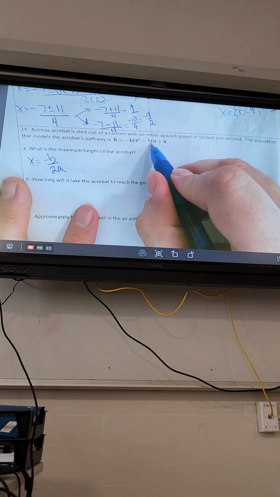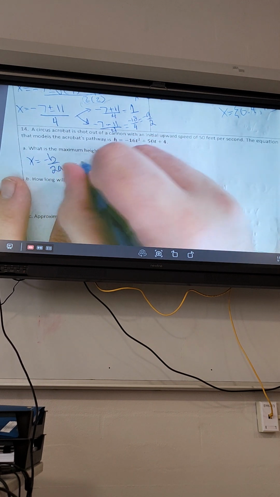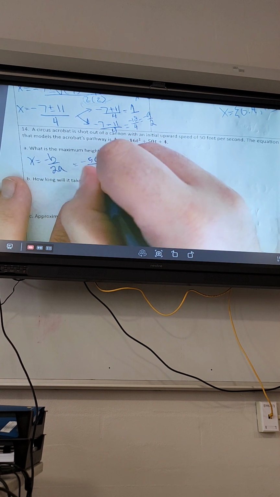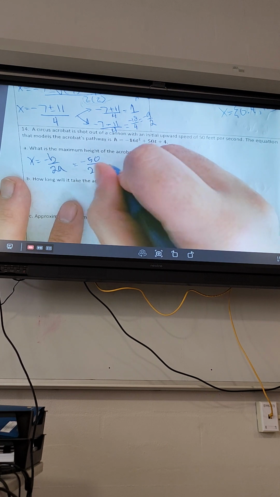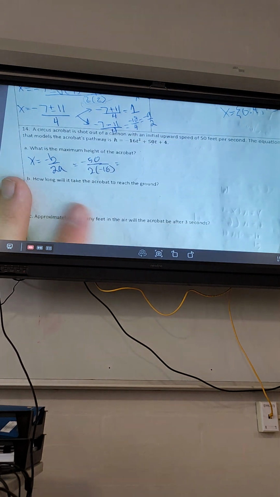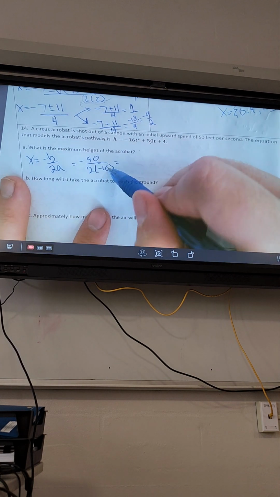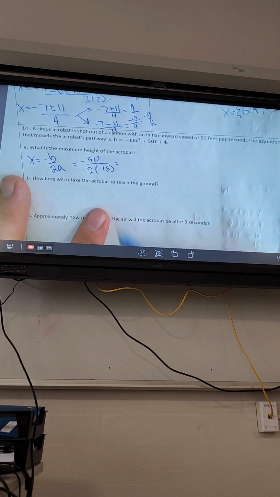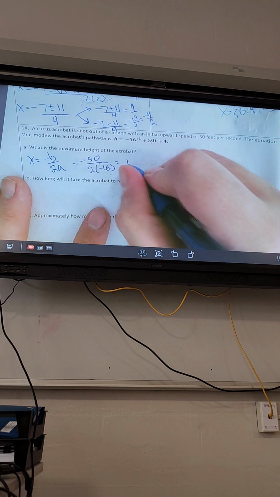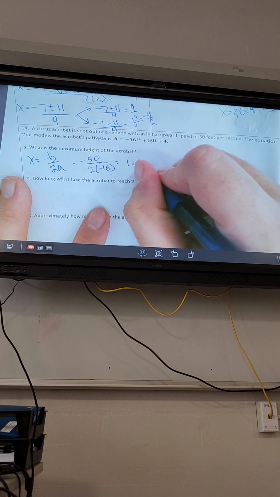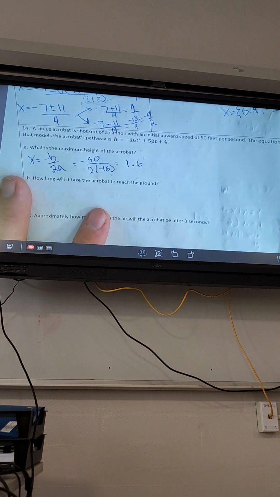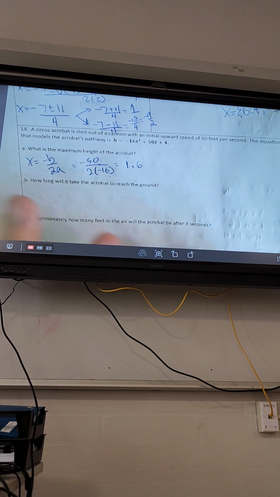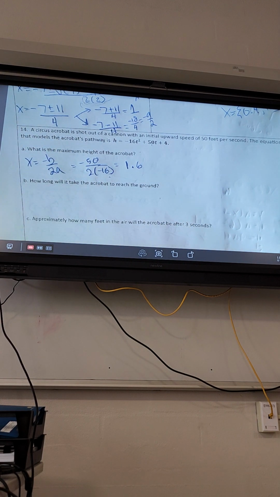So the opposite of b is going to be negative 50 divided by 2 times a, which is negative 16. If we simplify this even further, a negative over negative will be a positive. 2 times 16 is 32. 50 divided by 32, we're going to get 1.56, so we're going to simplify to 1.6 for now, okay? On my worked out version, I have the whole decimal, but it doesn't really matter because you're going to get close enough.